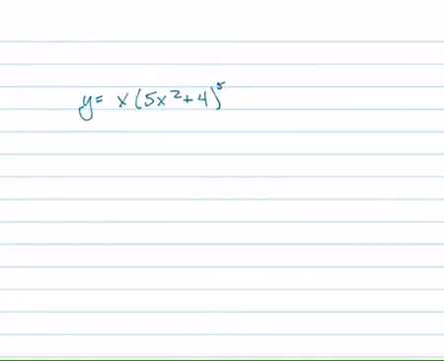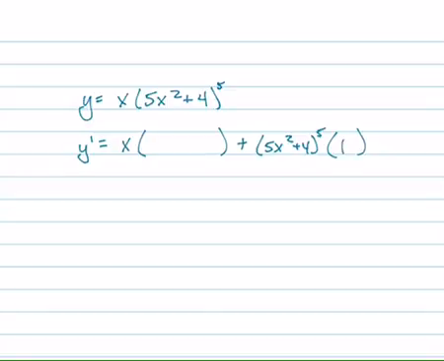Let's find the derivative of y. Notice we have a product, and we're going to have to use the chain rule for one of those. So to find the derivative of this, we take the first times the derivative of the second plus the second times the derivative of the first, which is just 1 in this case. So the hardest part is to find the derivative of the second function.